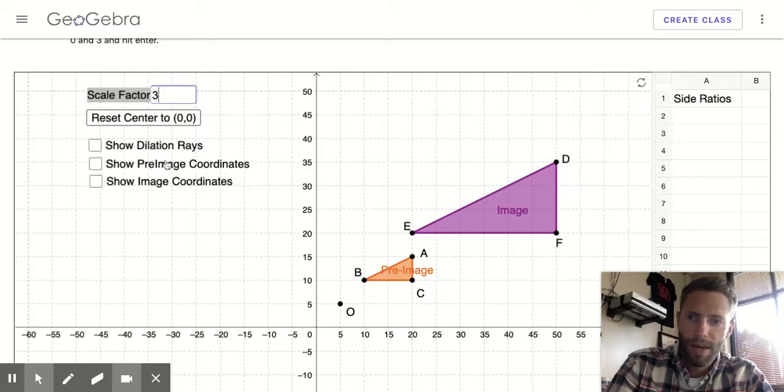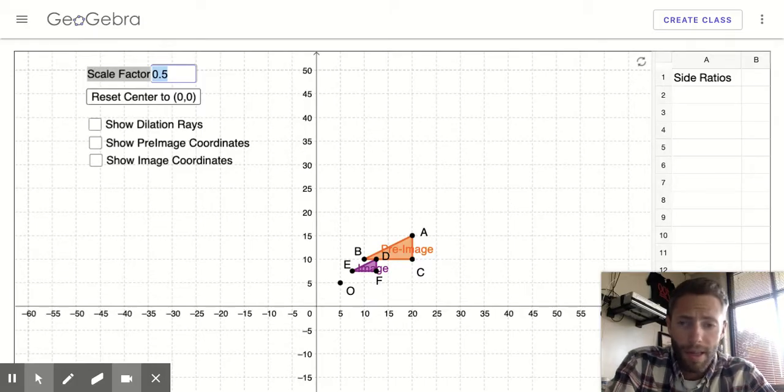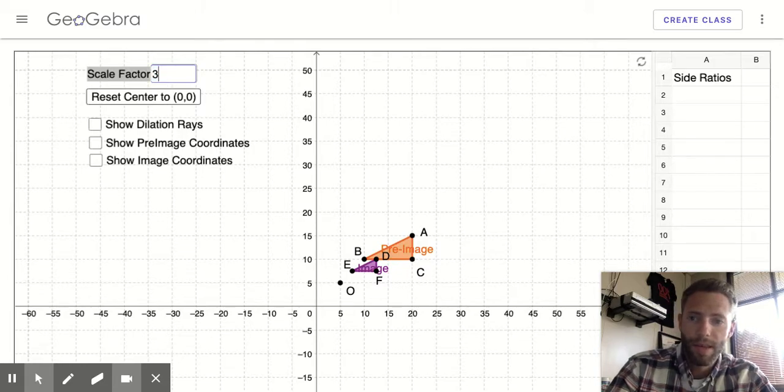Now, what if I change the scale factor to something like 0.5? Could I do that? Sure can. Yeah, that's going to make this figure a lot smaller. Look how much smaller it got. Now it's half the size of the pre-image, which is orange. The image, which is purple, is now half the size. I'm going to put it back to 3 for the time being.